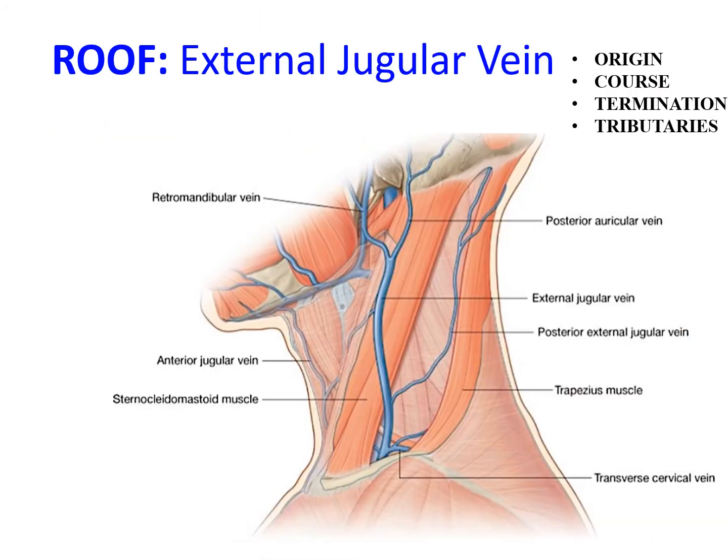Coming to another important structure that you will encounter in the roof of the posterior triangle, the external jugular vein. Now the external jugular vein, as you have already read about it, is formed by the union of the posterior auricular vein and the posterior division of the retromandibular vein. It begins where? Within the lower part of the parotid gland. Now this external jugular vein lies deep to the platysma muscle.